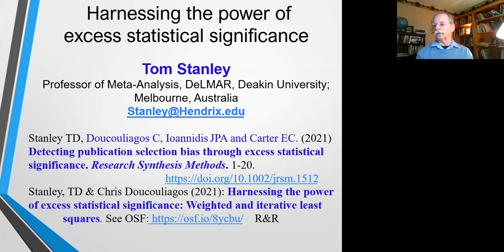We have a couple papers that are available about the main ideas I'm presenting today. One was published, one's not published yet, but we have an R&R for that. I'm knocking on wood that it might someday soon be published. But anyway, there's a couple papers you can download online.